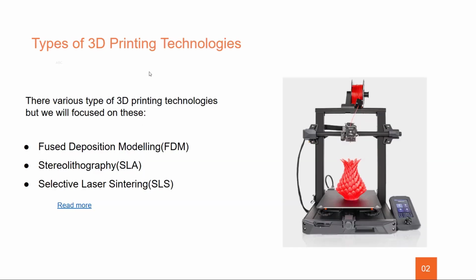Now, we have the types of 3D printing technologies. We have fused deposition modeling, FDM, stereolithography, SLA, and selective laser sintering. But I think we would focus more on FDM. The others are more advanced ones, but this one is ever present to us. It's the most common, and it can be a household item.